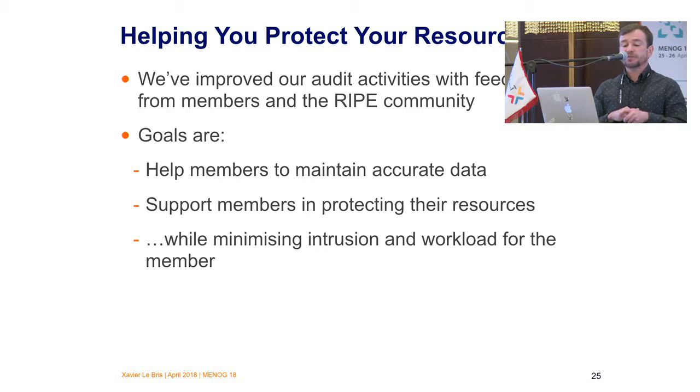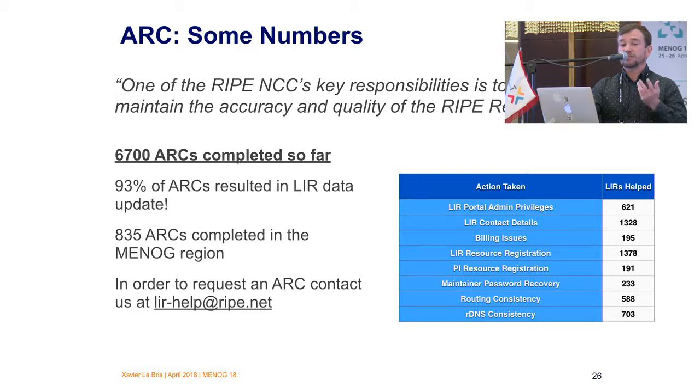I'm going to show you some stats about it. We try to help our members as much as possible to make this data accurate and protect their resources. So we will always try to help you find a way to clean that data. With the assisted registry check, we did 6,700 ARCs. We contact the admin of the LIR account by telephone and ask them whether different parts of the public information in the database, but also the confidential information, are still accurate.